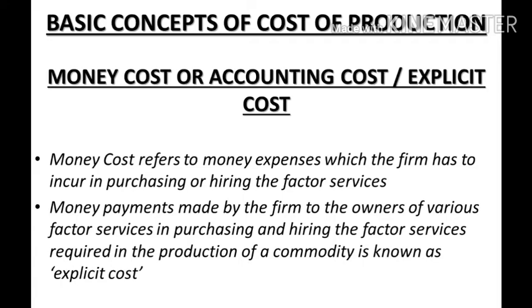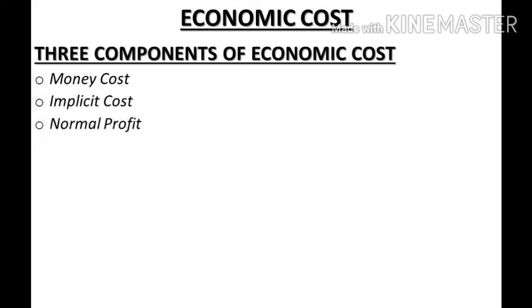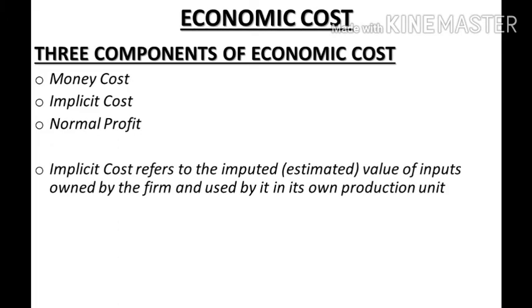Then the next concept of cost is economic cost, and we will be using this concept in the study of this chapter. Economic cost is made up of three components. One is money cost or explicit cost, which you are already aware of. The second is implicit cost, and the third is normal profit. Implicit cost refers to the imputed or estimated value of inputs that are owned by the firm and used by it in its own production unit.